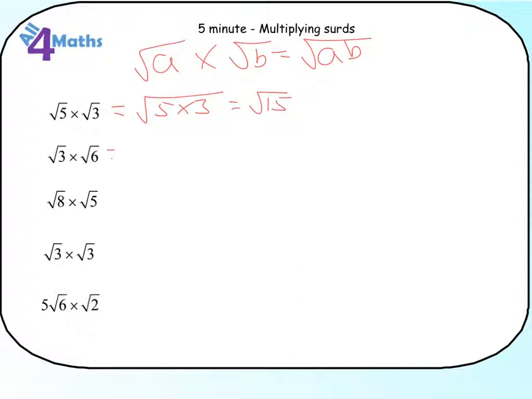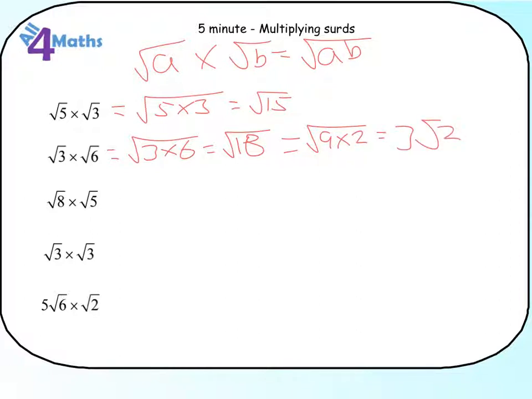So again, looking at our multiplying rule, this becomes root of 3 times by 6, which is the root of 18. Now this surd can be simplified, so it can be changed into the square root of 9 times by 2, which then becomes 3 root 2.